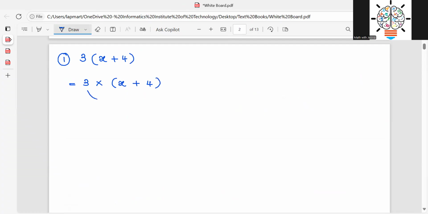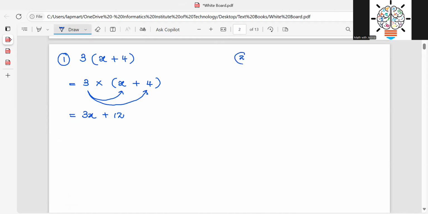Then 3 you should multiply by x. It gives me the answer 3x. And 3 you multiply by 4 here, it gives me the answer 12. So this is how you want to do it. But children, keep this in your mind. When you're writing the answers in the exam, you don't expand the brackets like this, and you don't show the arrows, and you don't do something like this.